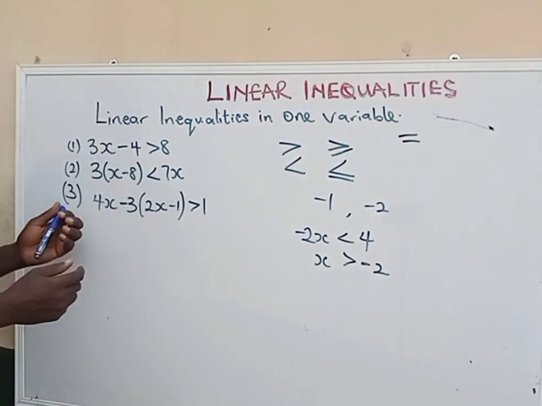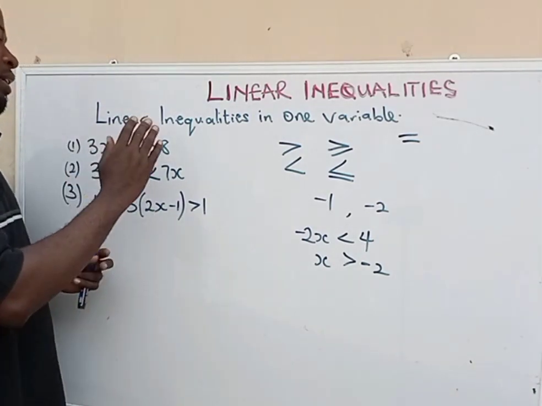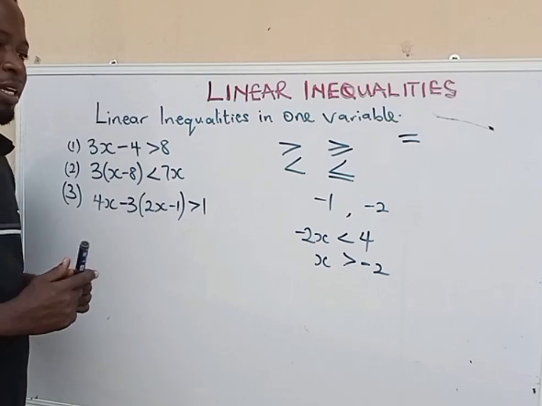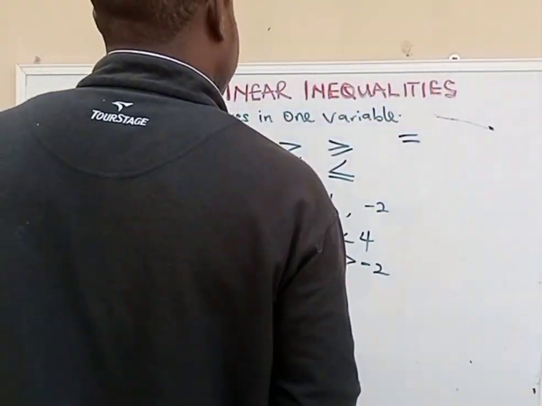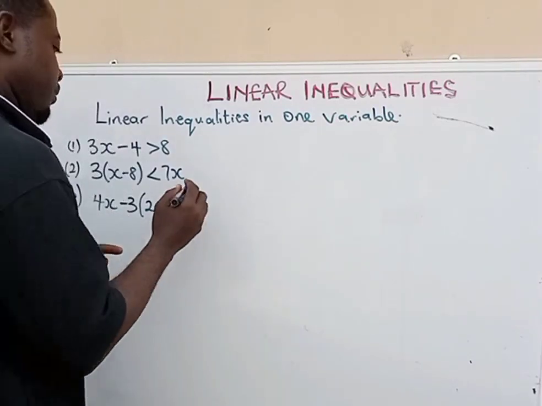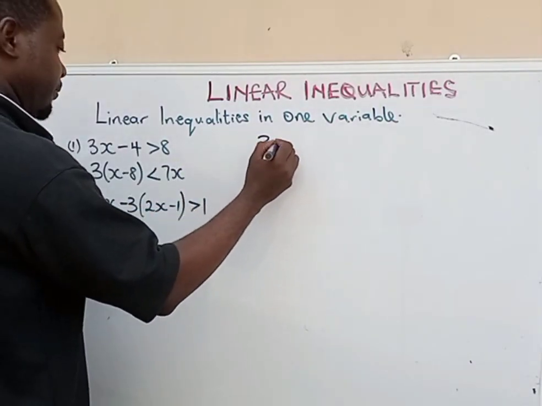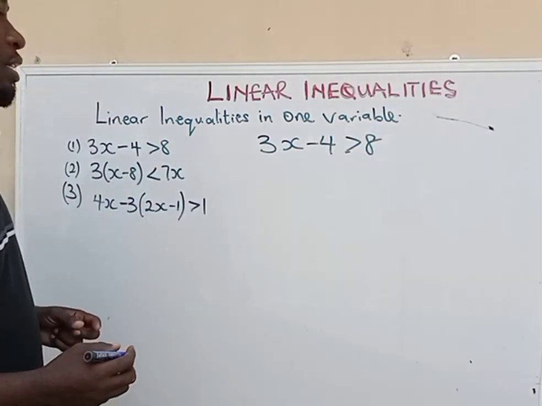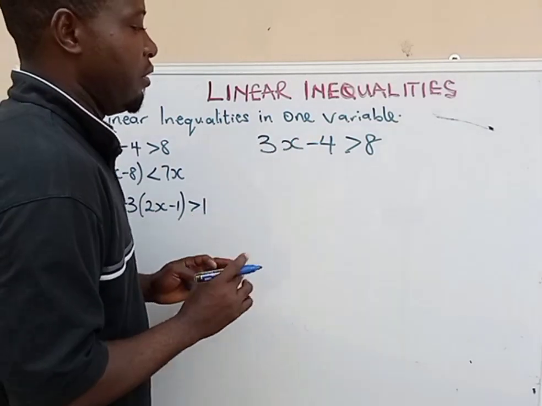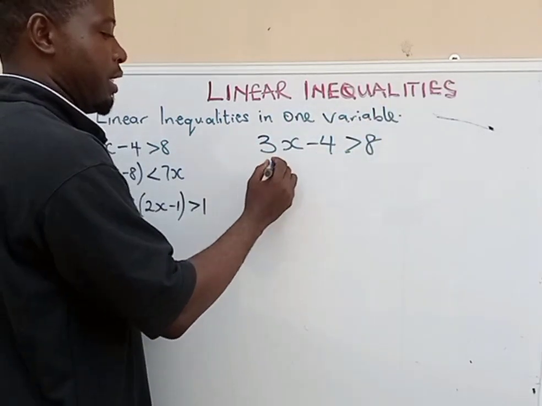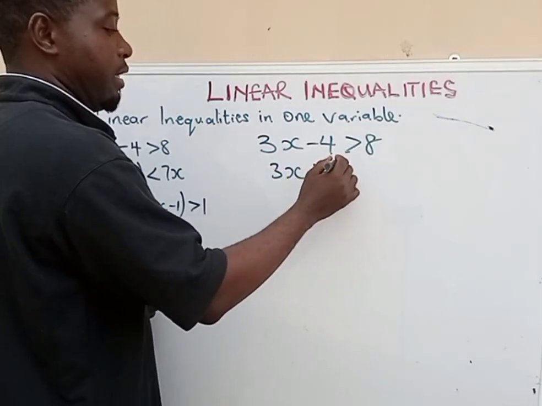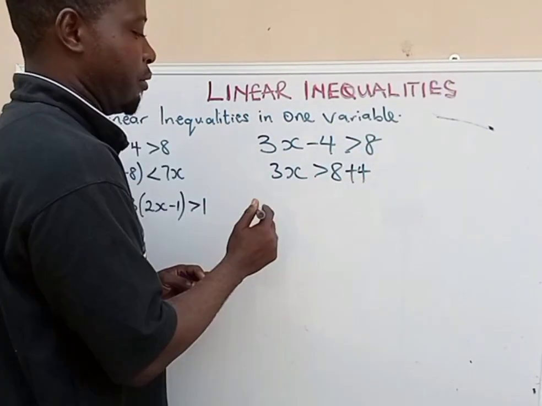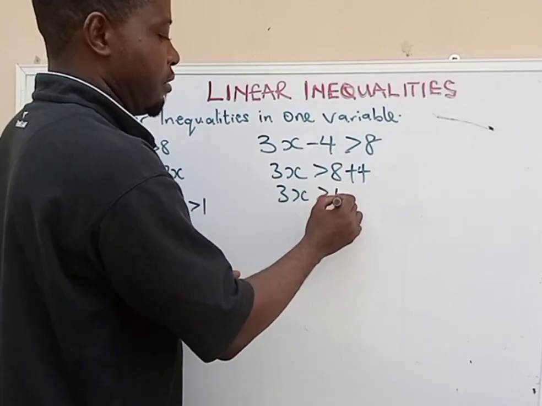Our first example here says 3x minus 4 greater than 8. So we want to find the value of x. Now, just like your linear equation, let's say the -4 should come to this side. Then we have 3x greater than 8 plus 4. So if the minus comes here, it becomes plus. Just exactly like your normal equation. Then we have 3x greater than 12.